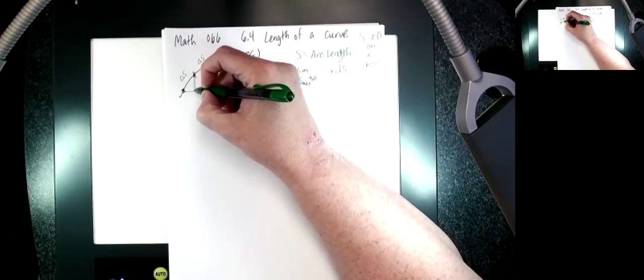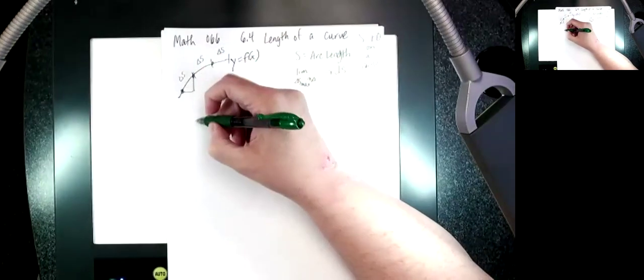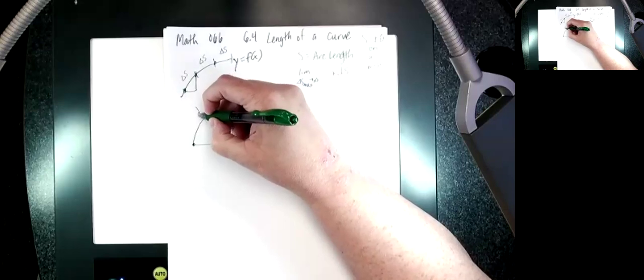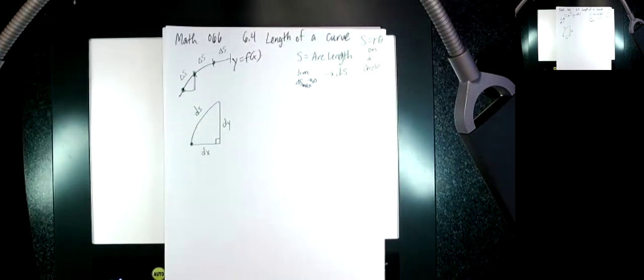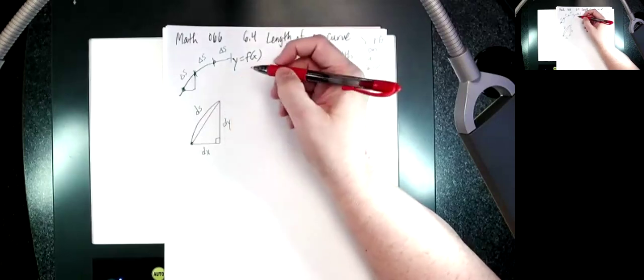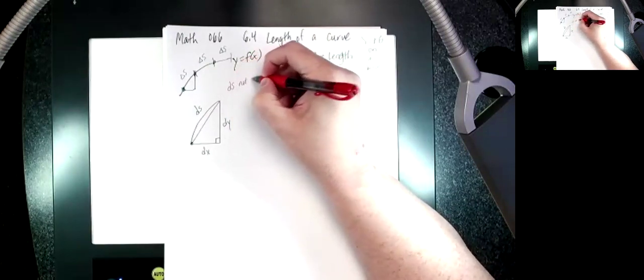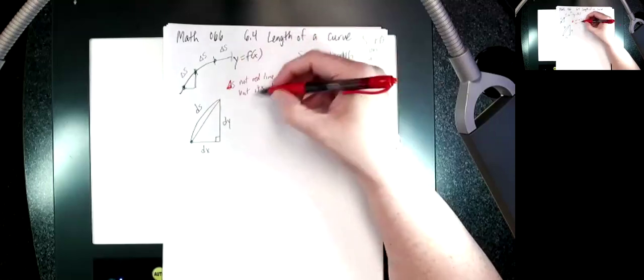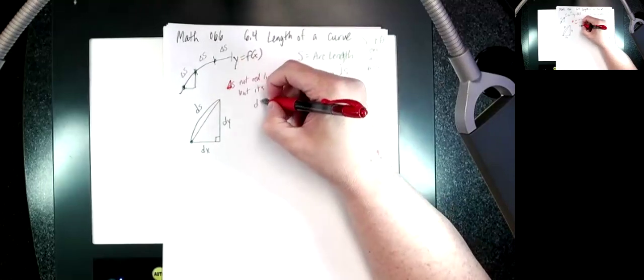On each piece, what we do is we make a triangle. So I'll blow that up a little bit. This is going to be my ds. This is in the x direction, which is dx, and vertical is dy. This is clearly a right triangle. Now, granted, delta s is not the red line, but as we make delta s super small, ds is approximately the red line.